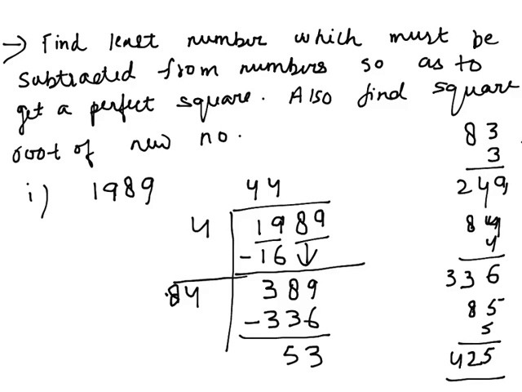So whatever the remainder we will get, we will subtract it from the given number to make it a perfect square. So that means we will subtract 53 from 1989. 1989 minus 53 will give 1936. So now 1936 is a perfect square, but we have to find out for which number.